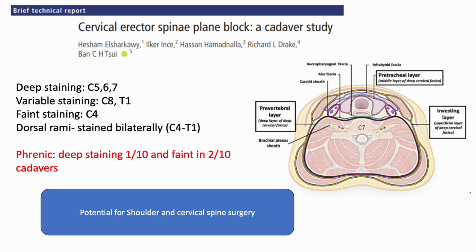There's 100% staining of all the dorsal rami. The phrenic nerve was deeply stained in 10% of the cadavers and very faintly stained in 20%. So this showed the potential for a cervical ESP block in shoulder surgery and cervical spine surgery where the dorsal ramus needs to be covered. But this also shows the potential that the phrenic nerve can get involved in these blocks.